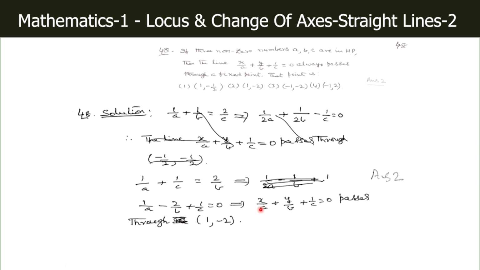So that implies x by a plus y by b plus 1 by c equal to 0 passes through the fixed point (1, minus 2). So the correct option is number 2.